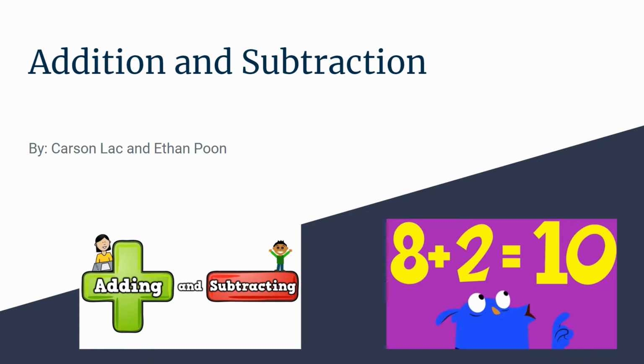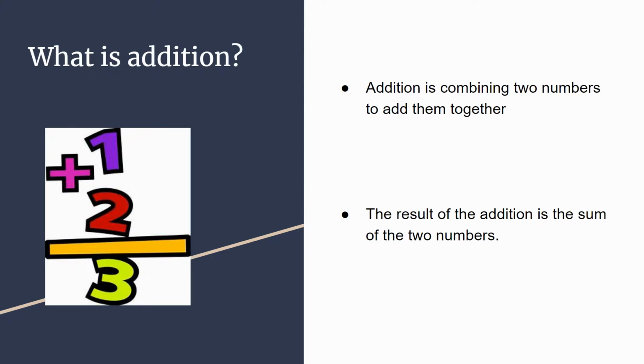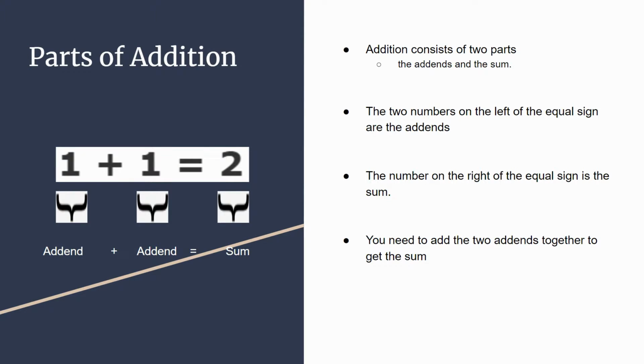Today I'll be going over addition and subtraction. So what is addition? Addition is combining two numbers to add them together. The result of the addition is the sum of the two numbers. Addition consists of two parts, the addends and the sums.